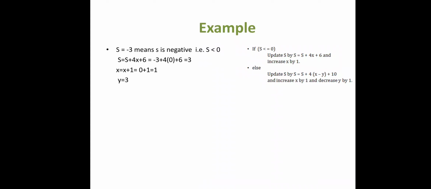So, S is equal to S plus 4x plus 6, that is minus 3 plus 4 into 0 plus 6, that becomes 3. And then I am incrementing x by 1, but I am not incrementing or decrementing y. So, x is incremented by 1, you can see over here, and y is kept as it is, because we are selecting the point which is next to that point. So, for that A point, y is not decremented, y will remain the same, only x is incremented by 1. That is why we have incremented x by 1.